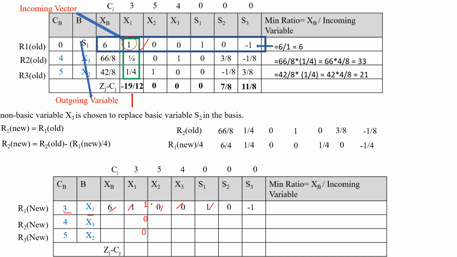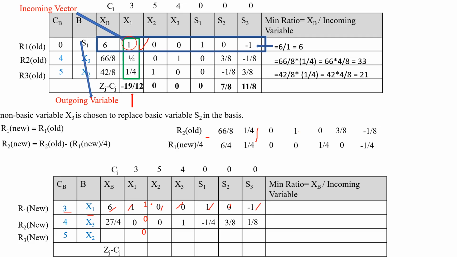1 by 4 is the 1 by 4, 0 by 4 it is the 0, and minus 1 by 4 it is the minus 1 by 4. So next we have to perform R2 old minus R1 new divided by 4, that is 66 by 8 minus 6 by 4. So LCM is 8, that is 66 minus 12 divided by 8, which is equal to 27 by 4. Then 1 by 4 minus 1 by 4 is 0, and 0 minus 0 is 0.